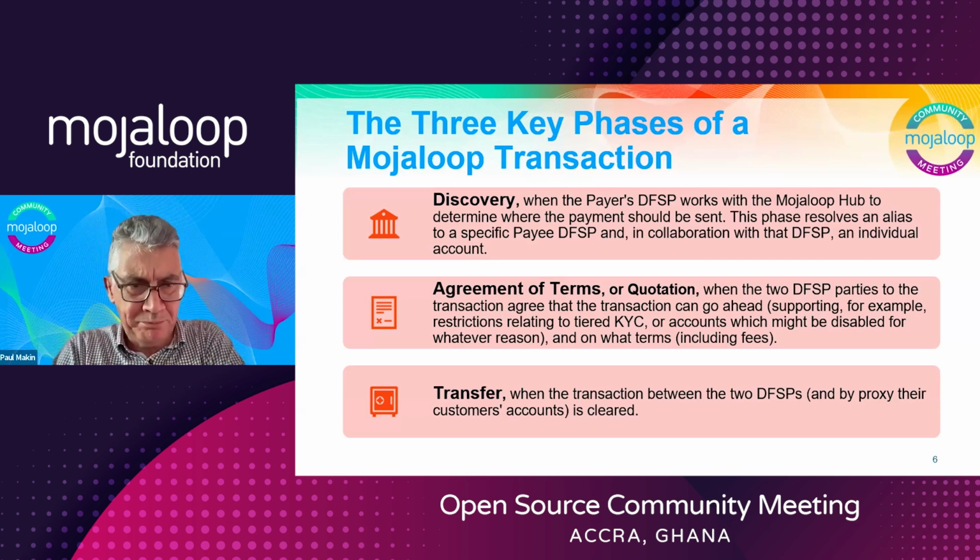And that's when the transaction is cleared between the two DFSPs. Once the transfer has been accepted by the hub and the two DFSPs, it cannot be repudiated. So the transaction is final. There is no dispute which allows that transfer to be reversed. Because of the discovery and agreement of terms phases, there is actually no basis for the reversal of a transaction. A reversal would have to happen by the creation of a new transaction, and it's nothing to do with the failure of a Mojaloop transaction, for example, because that's already been agreed.